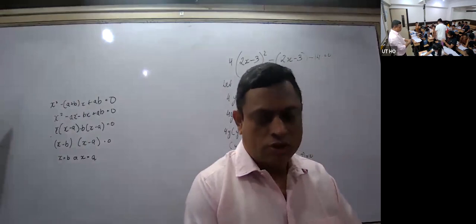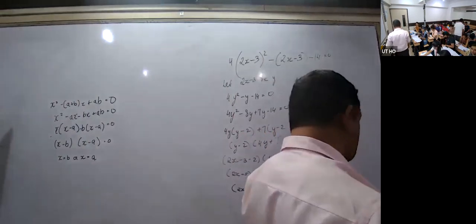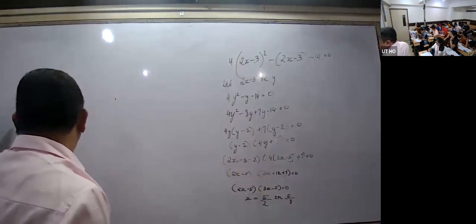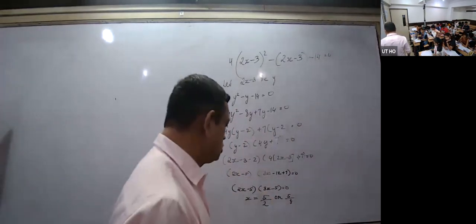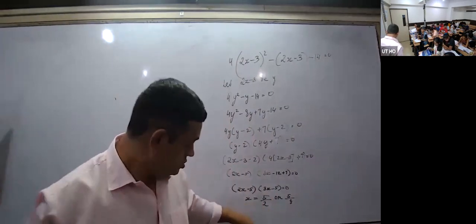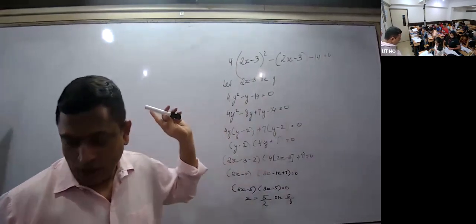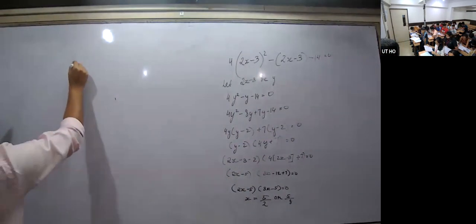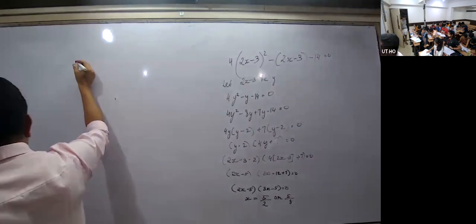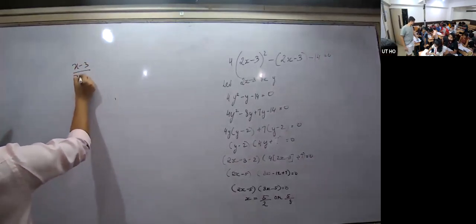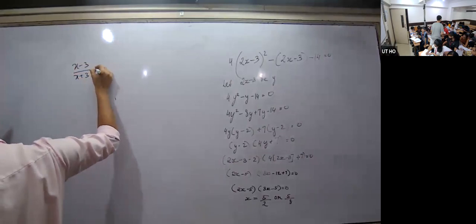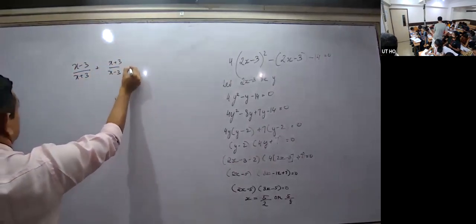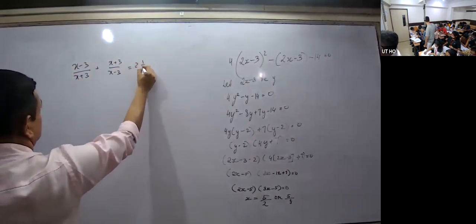Wait. Take out the books, everyone. Now let's continue. Question number, which one is this? This is the 9th and 10th. The 10th we had to know. What is the question? (x minus 3) upon (x plus 3) plus (x plus 3) upon (x minus 3) is equal to 5 by 2.